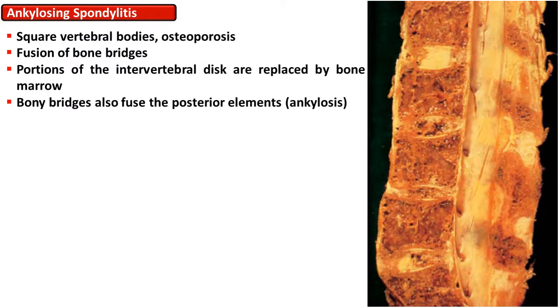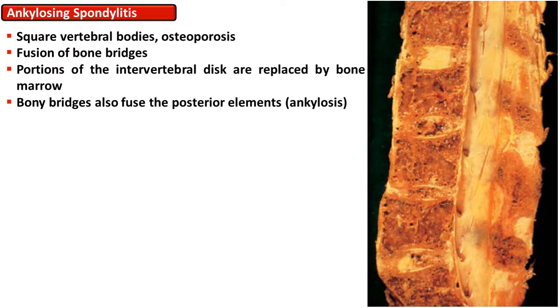Ankylosing spondylitis symmetrically affects sacroiliac joints and then involves small joints of the posterior element of the spine. Due to resultant destruction, the spine fuses posteriorly, then vertebral bodies become square, as shown in this picture of the vertebral column, which is cut vertically to show the square-shaped vertebral bodies and fusion of the bone bridges.